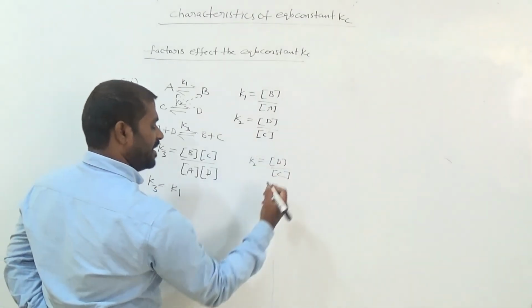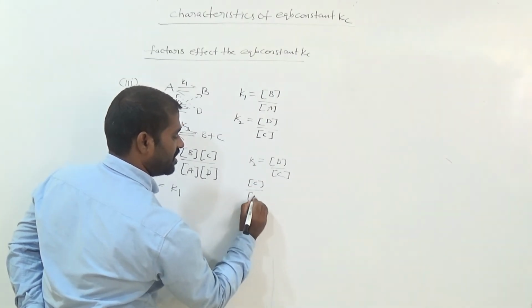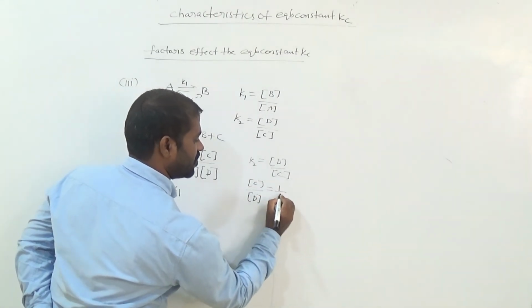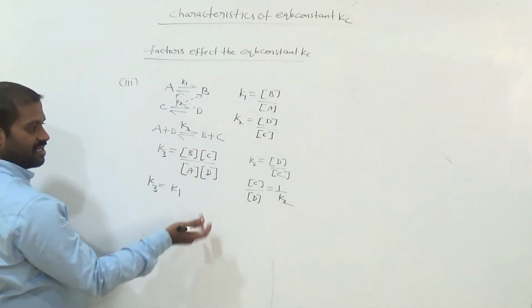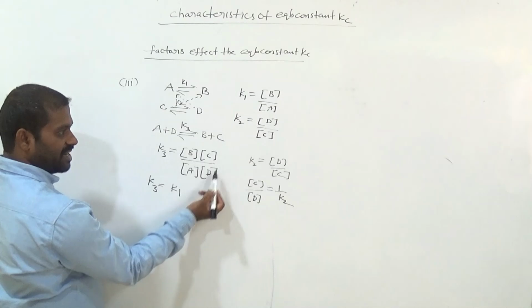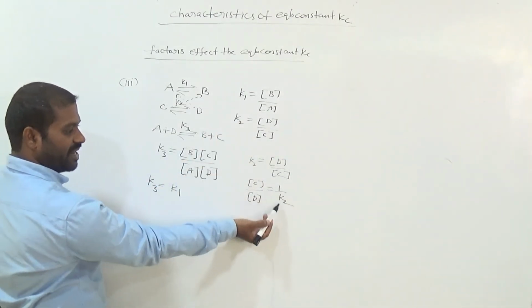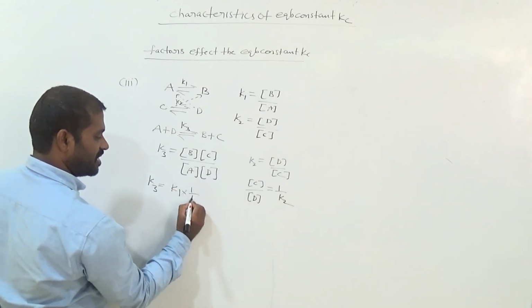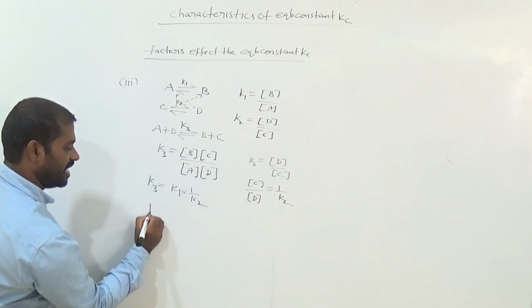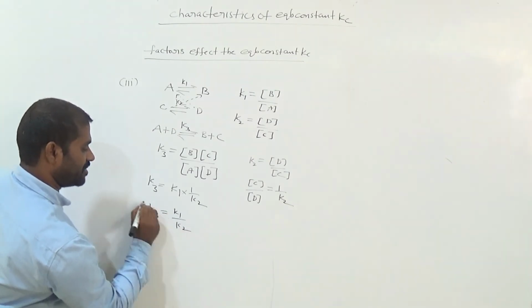Okay. C by D, from this one, what do we get? 1 by K2. Here we have C by D, but here K2 is D by C. So from this one, C by D means 1 by K2. Keep this value here. So finally, K3 is equal to K1 by K2. Am I right?